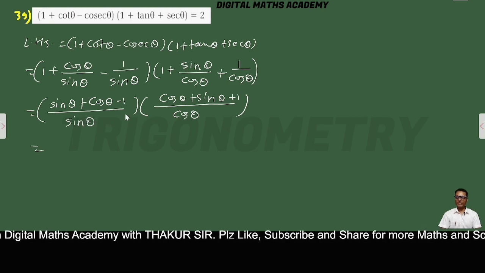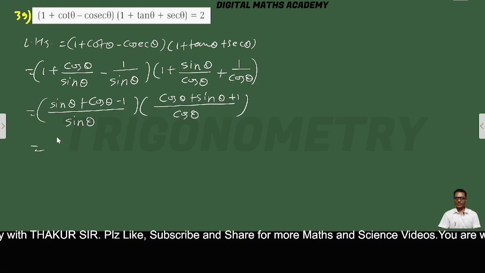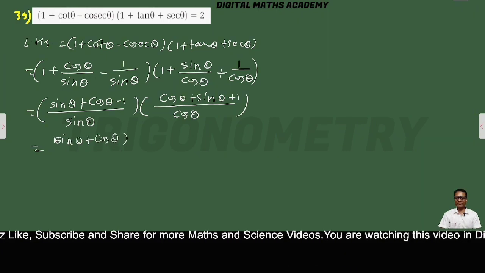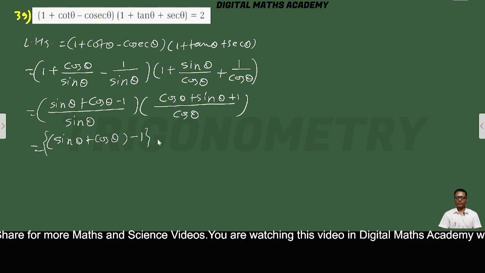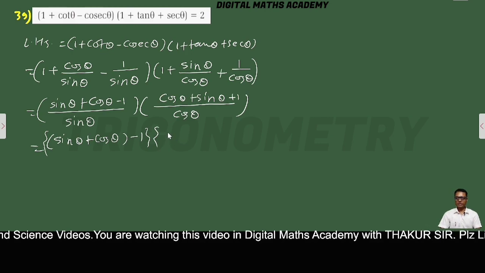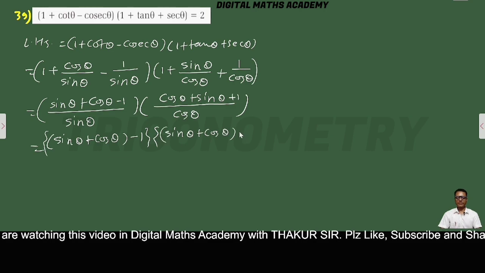Now here is the multiplication, so we are going to multiply. So we have minus 1 and plus 1. So we can write sin θ plus cos θ in one factor. Inside the bracket you can write minus 1, and we can write them inside the curly bracket like that. So we write sin θ plus cos θ, and then minus plus 1.